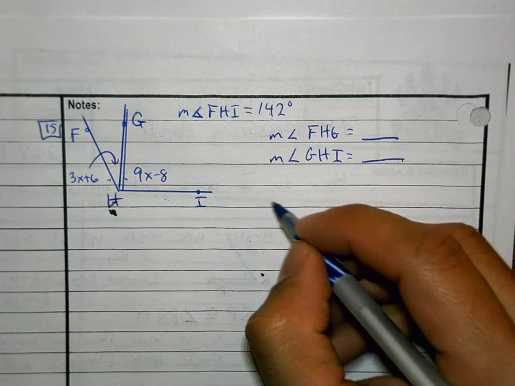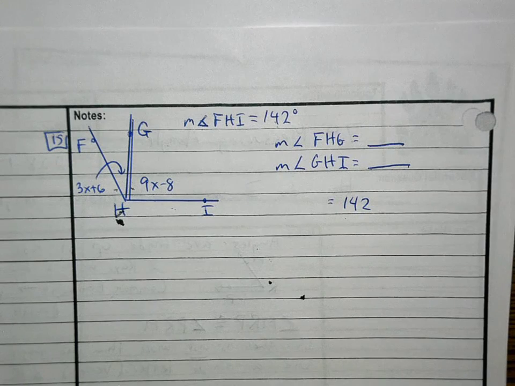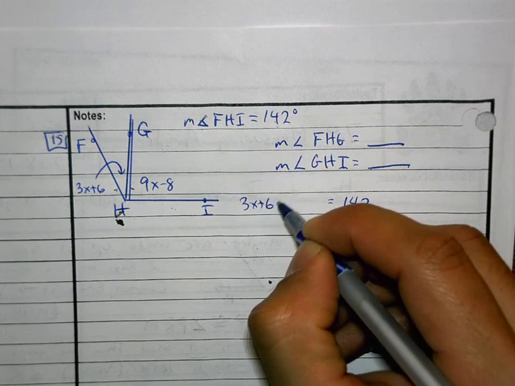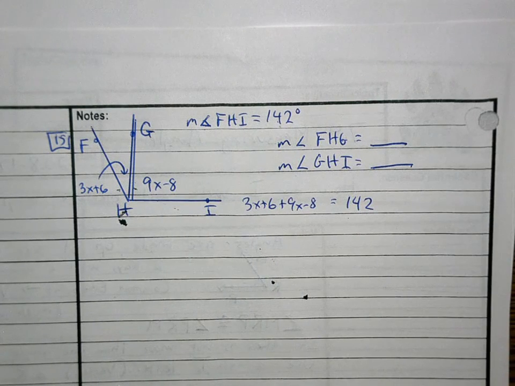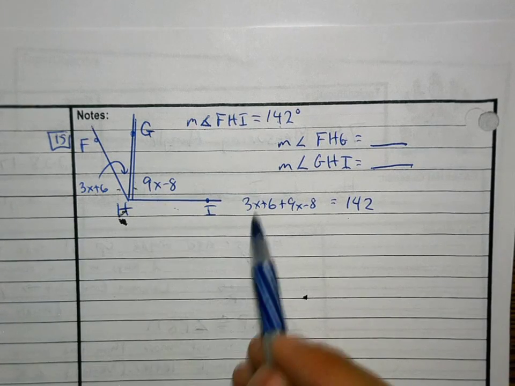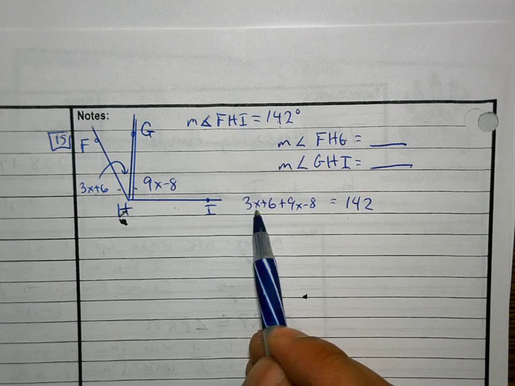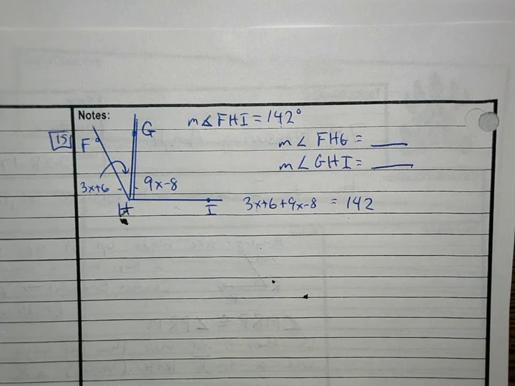Okay, I don't know how you got the 12x, so tell me what you did before you got the 12x. 3x plus 6 plus 9x minus 8. That is much better. Thank you very much. He's taking this angle here, and he's going to add it to this angle here. This angle plus this angle should equal the whole angle, 142. This is called the angle addition postulate.